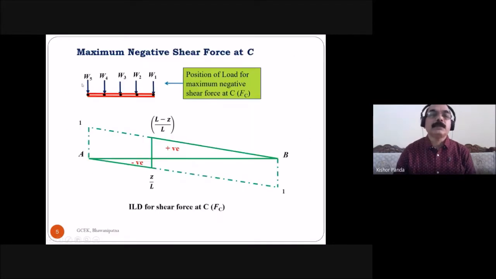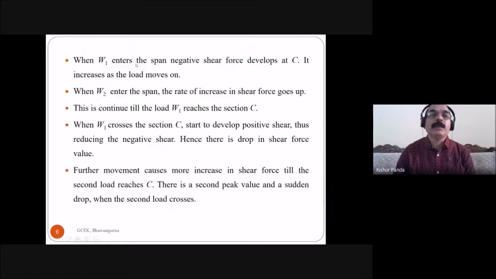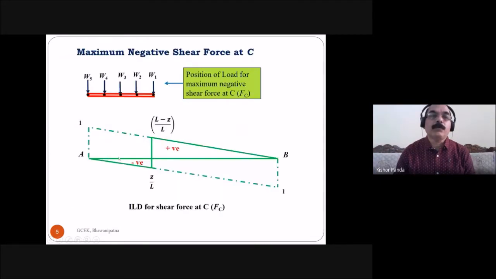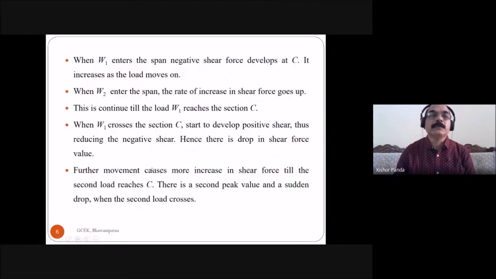Here you see that the train of concentrated loads is moving across the beam. When W1 enters at A, what will happen when W1 enters the span? Negative shear force develops at C, and it increases as the load moves on. When the W1 load moves forward, the negative shear force also increases.